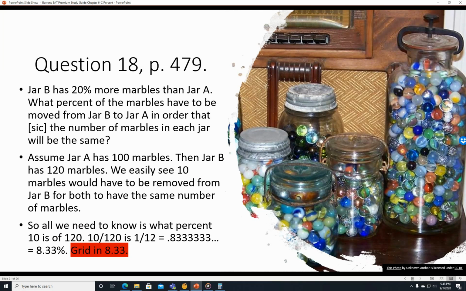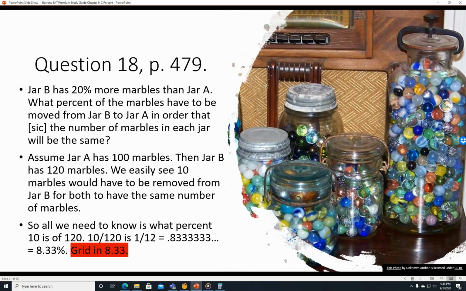Question 18, page 479. Jar B has 20% more marbles than Jar A. What percentage of the marbles have to be moved from Jar B to Jar A in order that the number of marbles in each jar will be the same? I put "sick" in there, spelling is correct. They put "in order that." I think I would put "in order to," but I make enough typos on these, I can't really complain about their typos in the book.